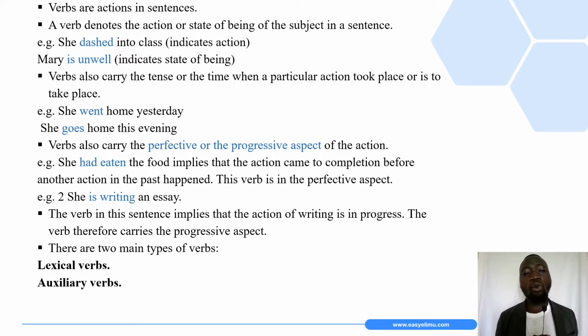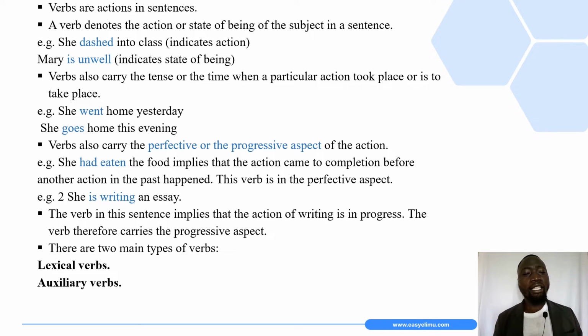So verbs, number one, are actions in sentences. These are action words. They indicate or show an action that has been performed by a subject. So a verb denotes the action or state of being of the subject in a sentence. Look at this example. She dashed into class. So the verb that we have there, or the action word that we have there, is dash. So that indicates an action that was performed some time back.